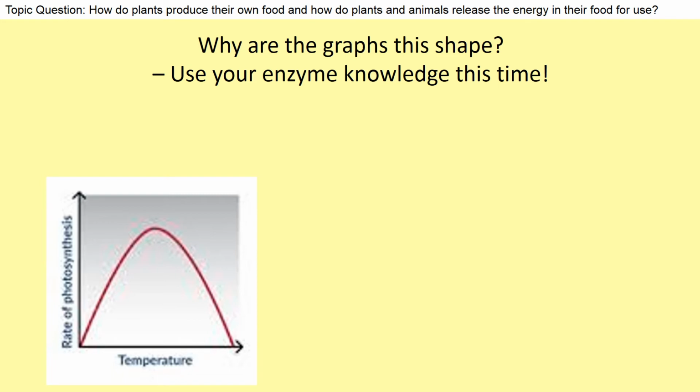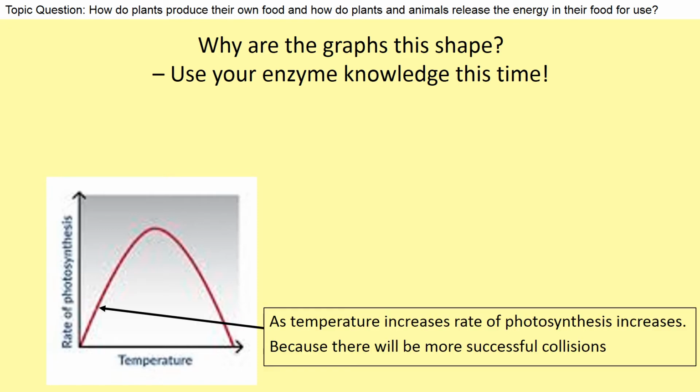Finally, the temperature graph then. So this time you need to think about your enzyme knowledge. So Unit 2, we talk all about enzymes. You need to remember enzymes are involved in photosynthesis. So we do, at the beginning, have that same idea that we have with any chemical reaction. As temperature increases, the rate of photosynthesis increases. And why is that? Because there'll be more successful collisions. So everything has more energy because of the higher temperature, so there are more successful collisions.